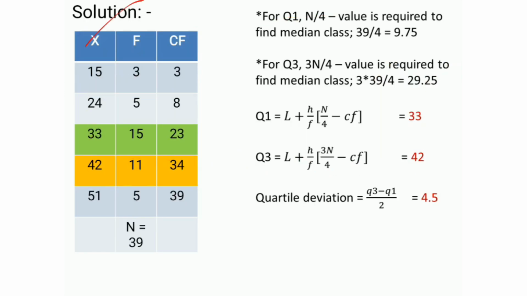So this is the question table given, X and frequency. The next column is cumulative frequency.